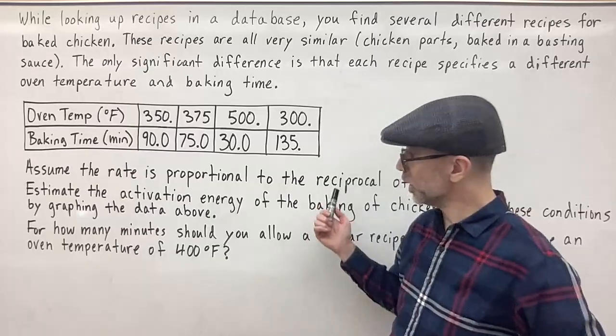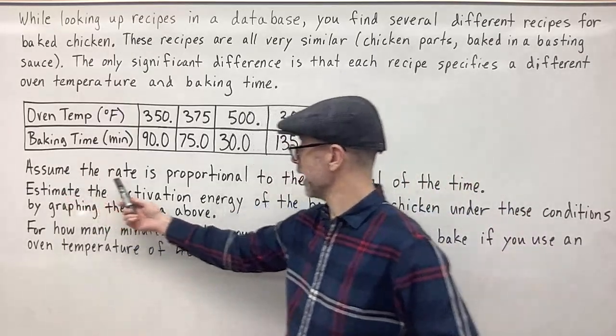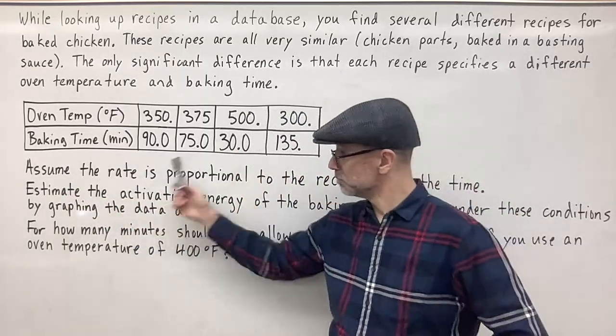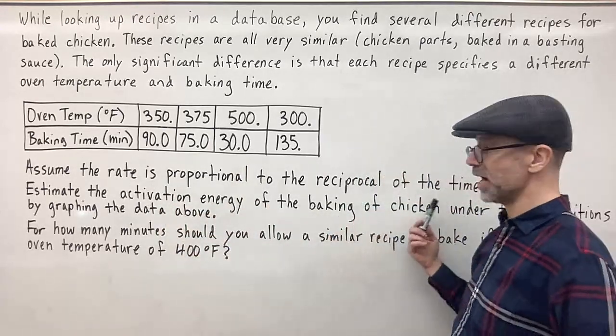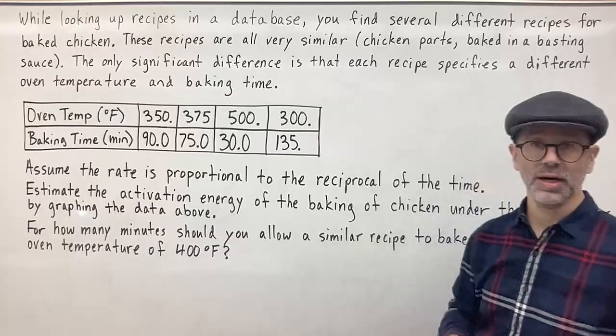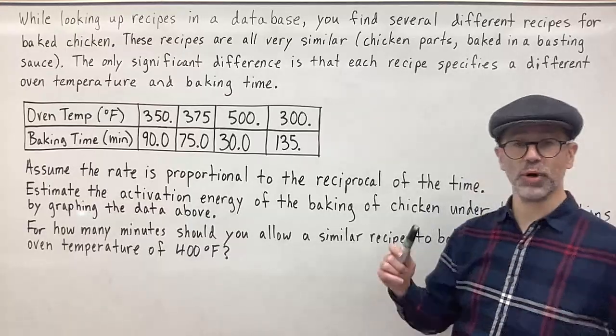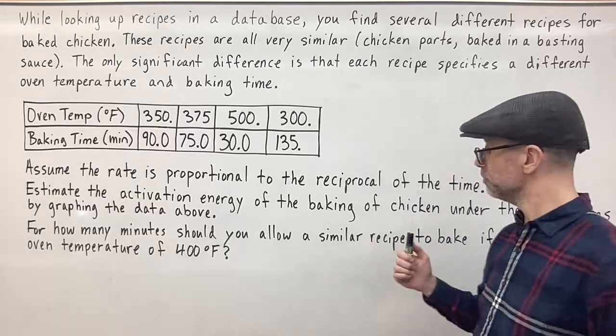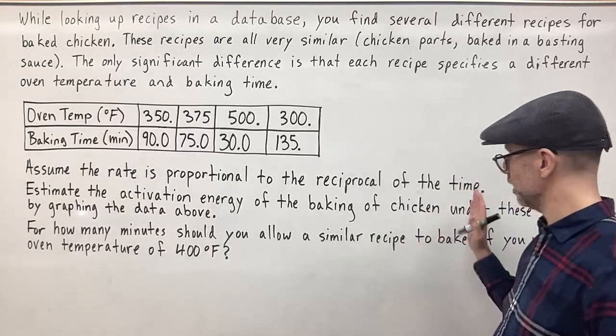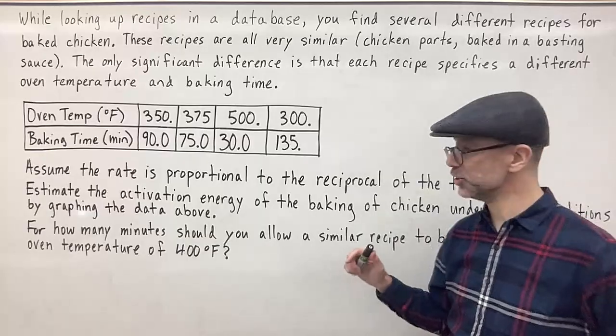So we're going to assume that the rate of the baking is proportional to the reciprocal of the time. So 1 over the time. So rate is going to be proportional to 1 over time. And so we'll take that into consideration.